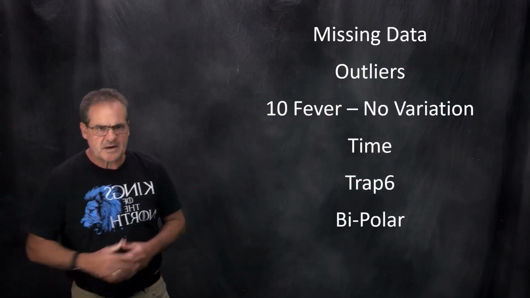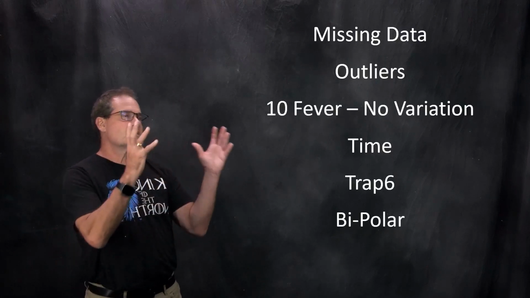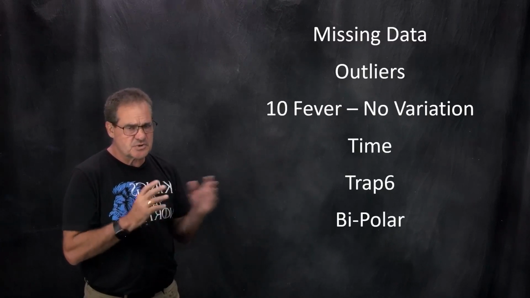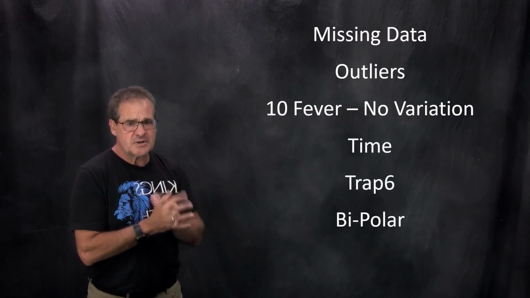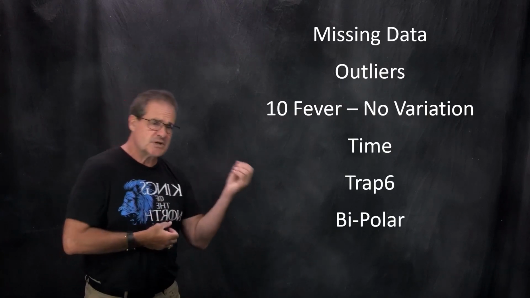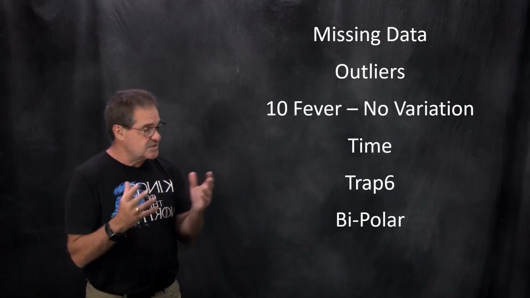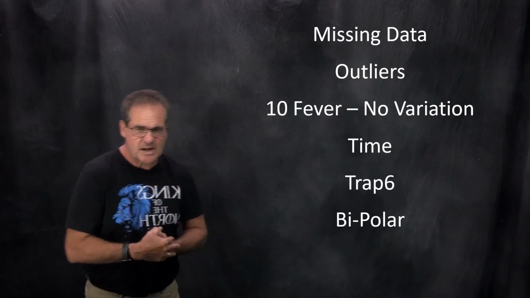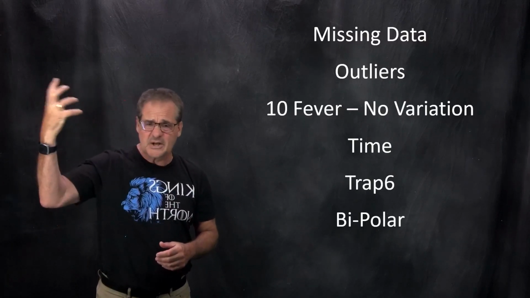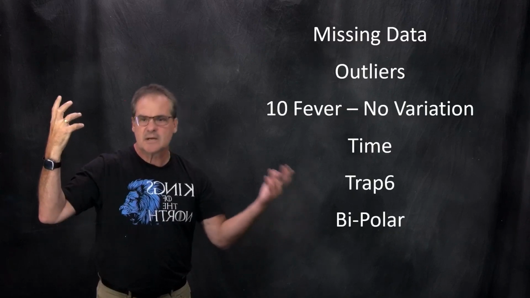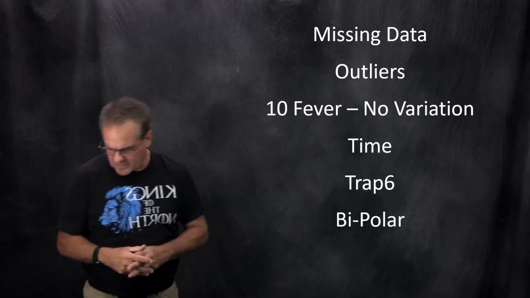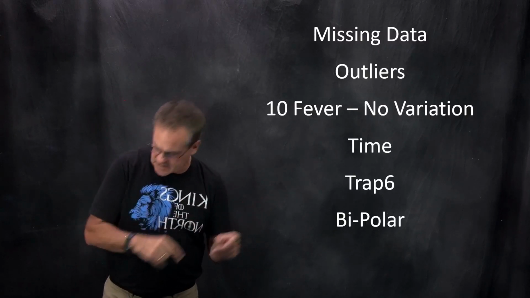Missing data is no doubt about it. Some missing data is okay, but if we have a lot of missing data, that could be a problem. Outliers, when we get extreme responses, can be a problem. Straight-lining, no variation in response, where I just give you 10 on everything, can be a problem. If they take too little time or too much time, that can be a problem. Trap 6: I ask you to give me a 6 and you give me anything but that, it's a problem. And then the bipolar answer choices, where you say overall really good, and then on all the independent variables or attributes you tell me we suck, or vice versa. That can be a problem as well. So with that in mind, let's go show you how AI does this.